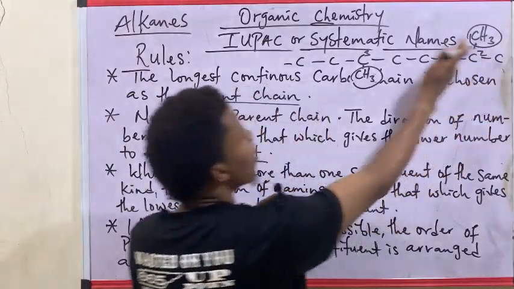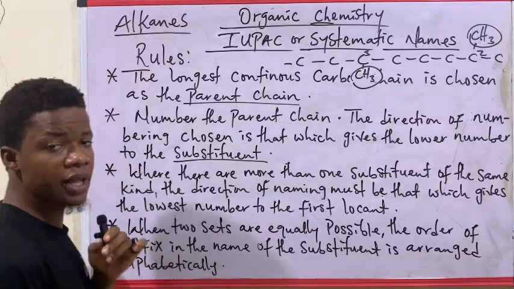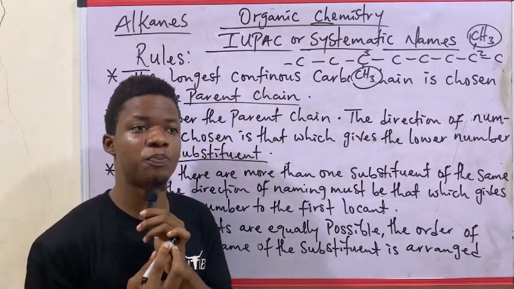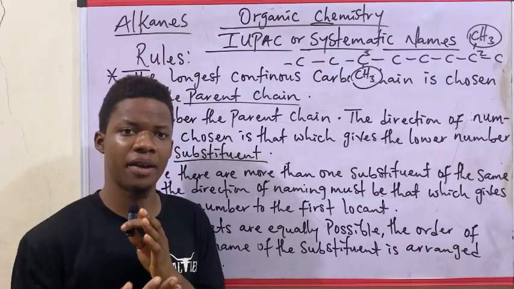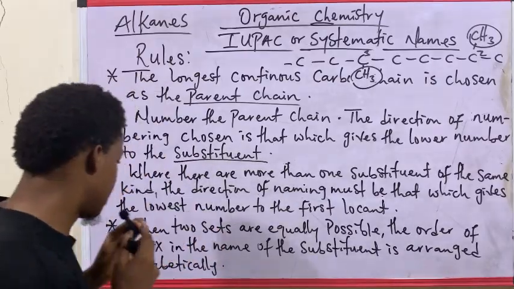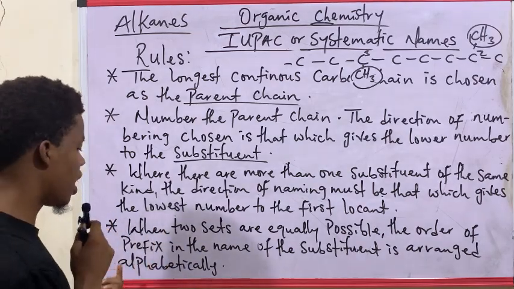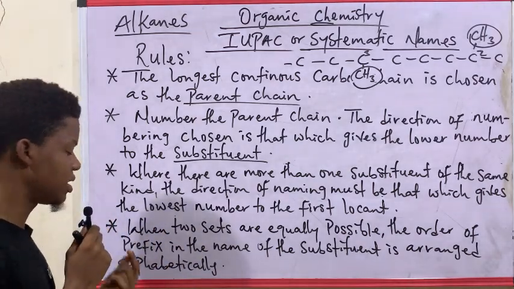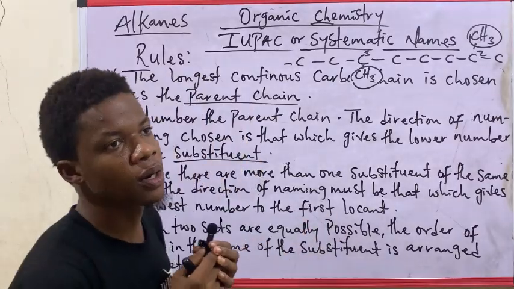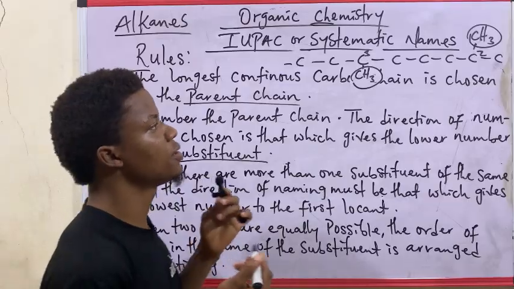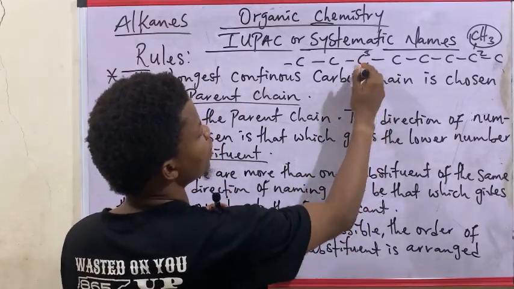This side, you now start with 1 from here. So that is what this rule is trying to say. But when they are of the same kind, you now use prefixes like di, tri, tetra. All right. Then lastly, when two sets are equally possible, the order of prefix in the name of the substituent is arranged alphabetically.